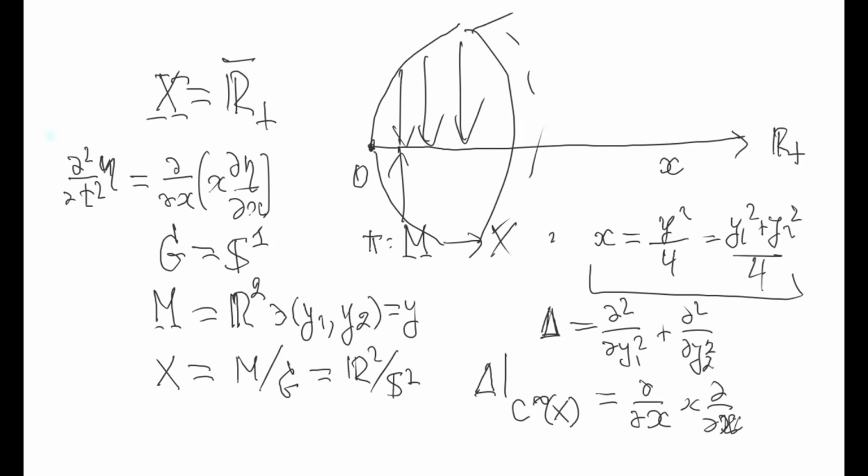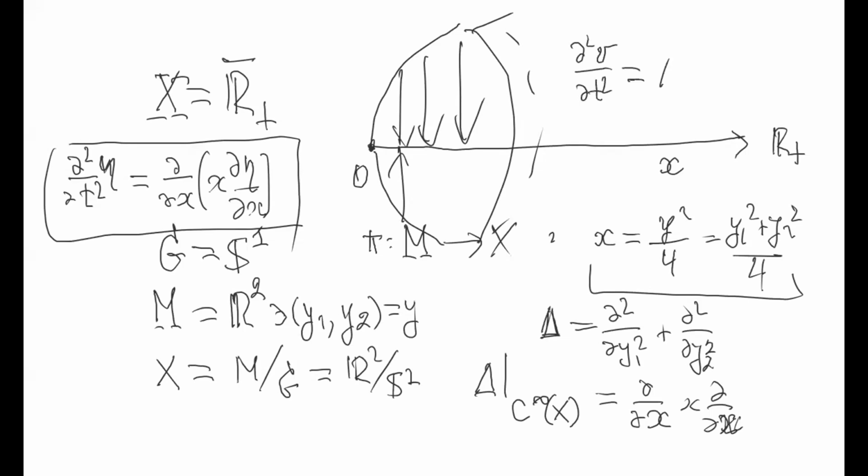So we have this equation, the original equation on R plus, on X, and after lifting it to the manifold M, we have the usual wave equation, d2v over dt squared is Laplacian of v. So a non-degenerate wave equation. So this simple construction helps us to get rid of the boundary.